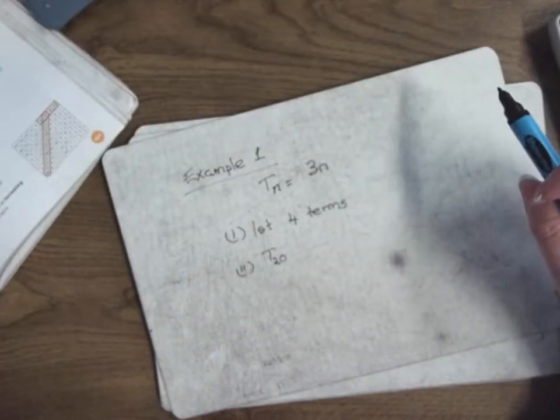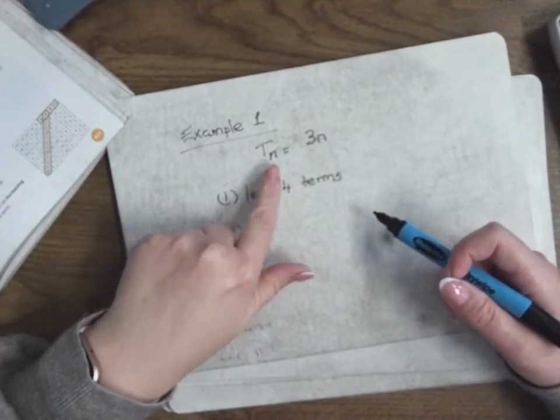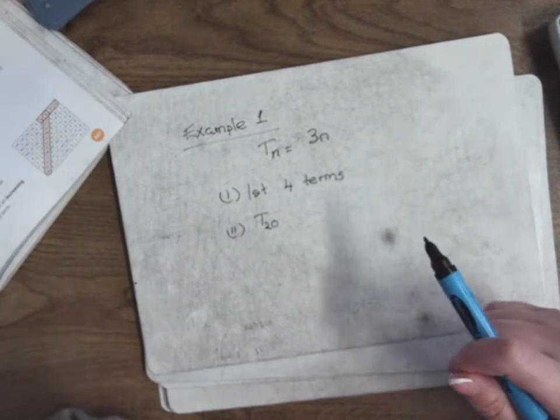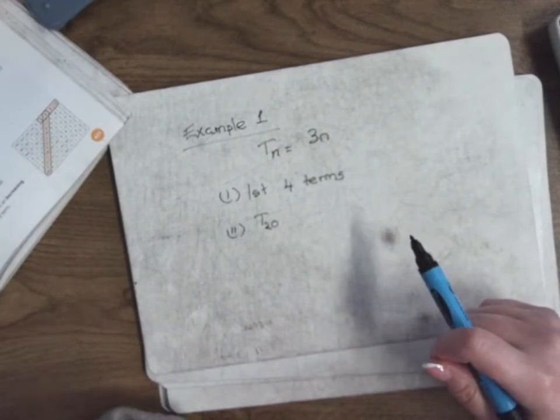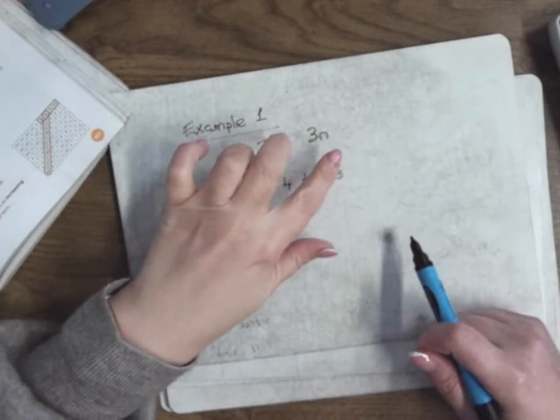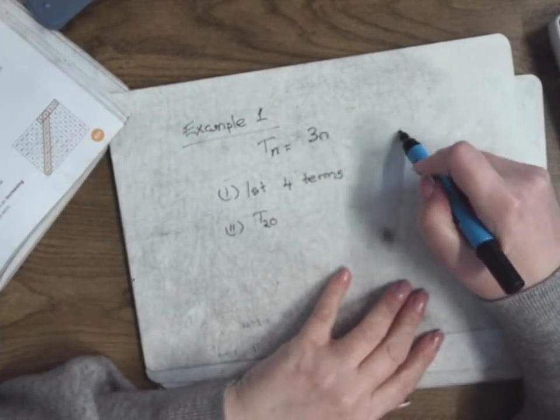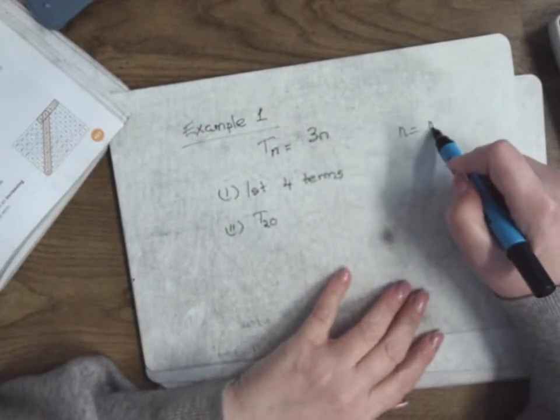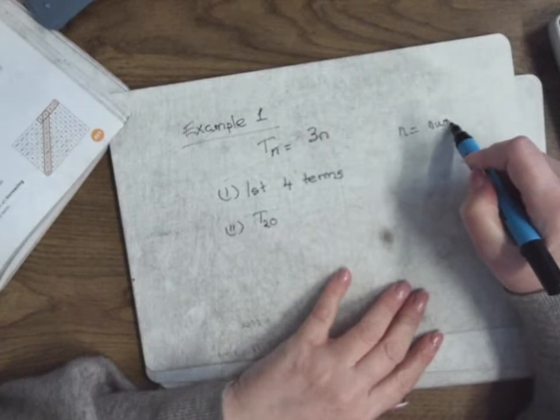Basically, you've been told the rule, right? The Tn is, we called it the term-to-term rule a minute ago, in the previous section. This is the form of the rule where n stands for the number of the term. So n stands for the number of the term.